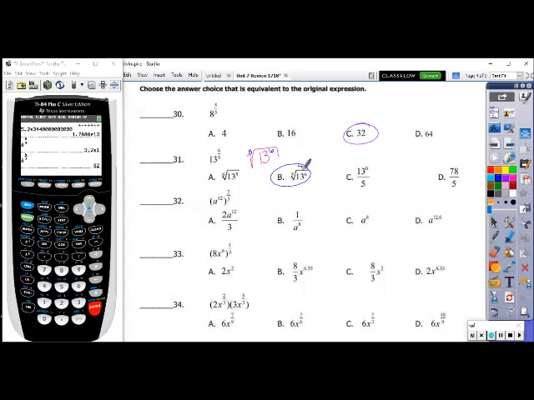On 32, we need to use our exponent properties of power to a power. So I apply that in to the a to the 12th power. So 12 times 2/3 is going to be a to the, and that's really 24/3, which is just a to the 8th power. Same thing on number 33.